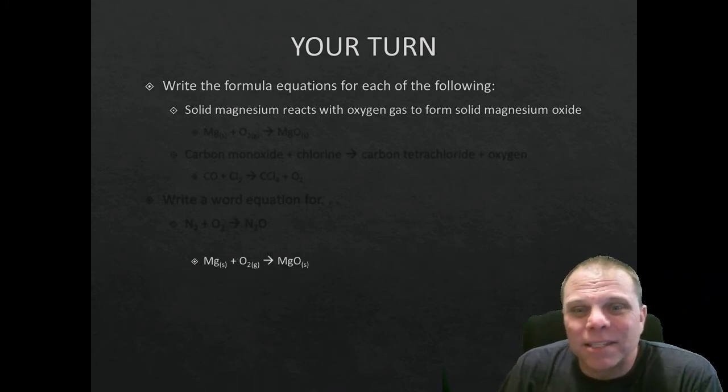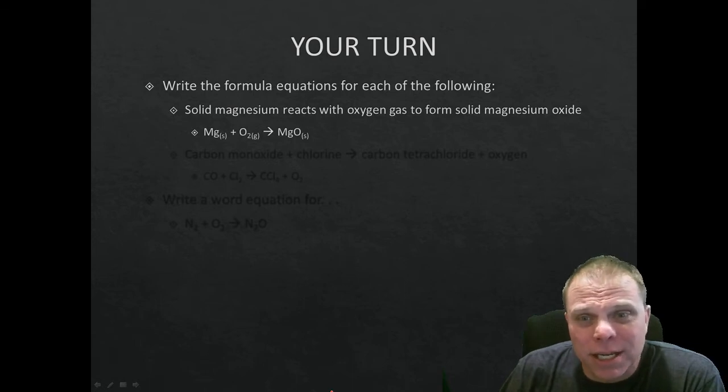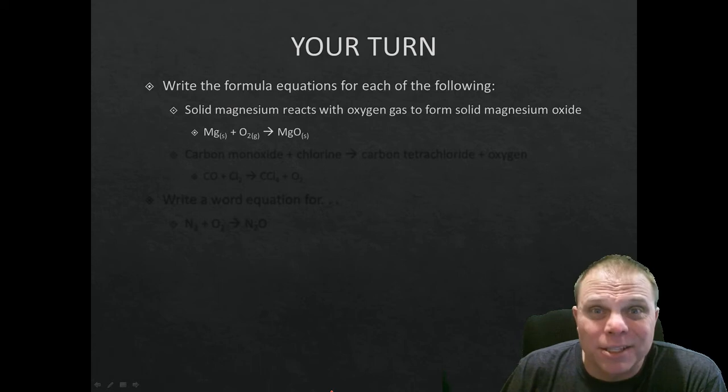And you're back. And this is what you should have gotten, okay? Mg with a little s after it plus O2 with a little g gives you MgO with an s after it. Let's try the next one.